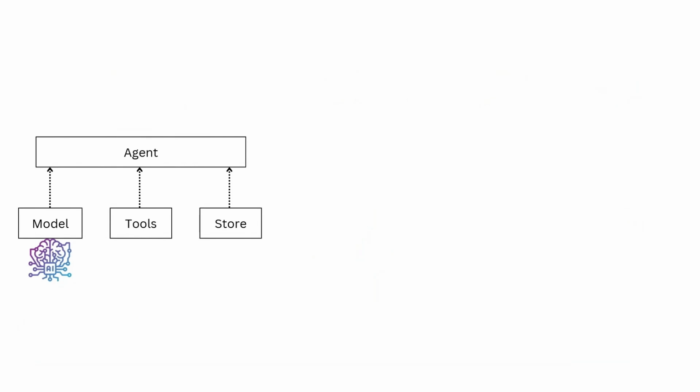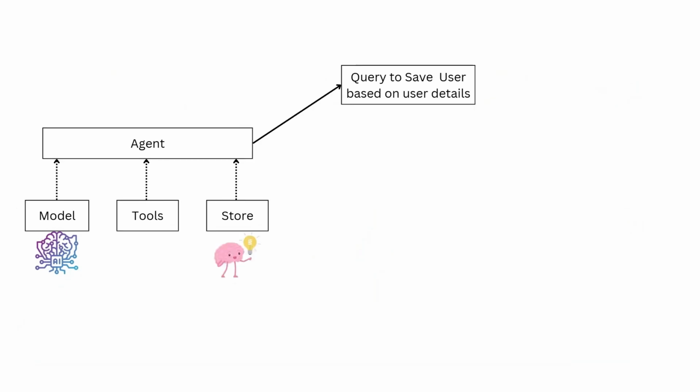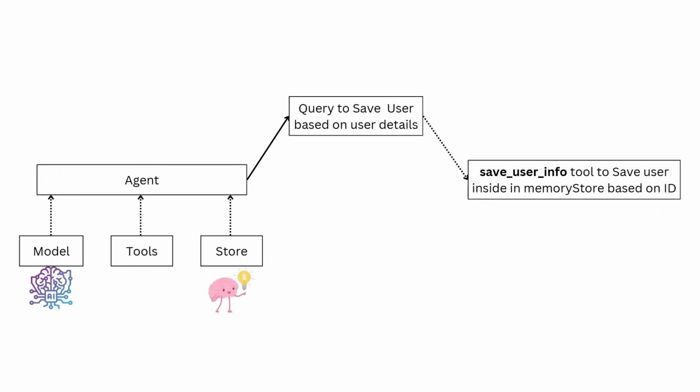Here, our agent has three main components: an LLM model, a set of tools, which are nothing but functions for making calls, and a store, which is nothing but an in-memory store. Now, our agent will make a query to save a user based on the user details. It will call the save user info tool, which is a method that will help us save the user inside the in-memory store based on the user ID.